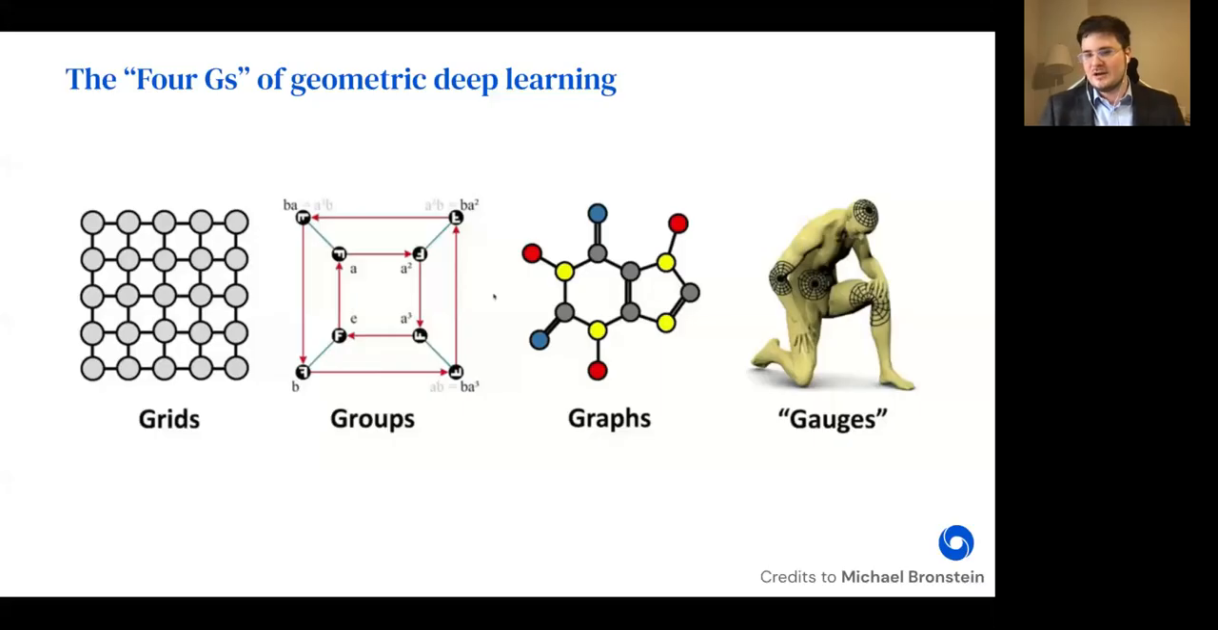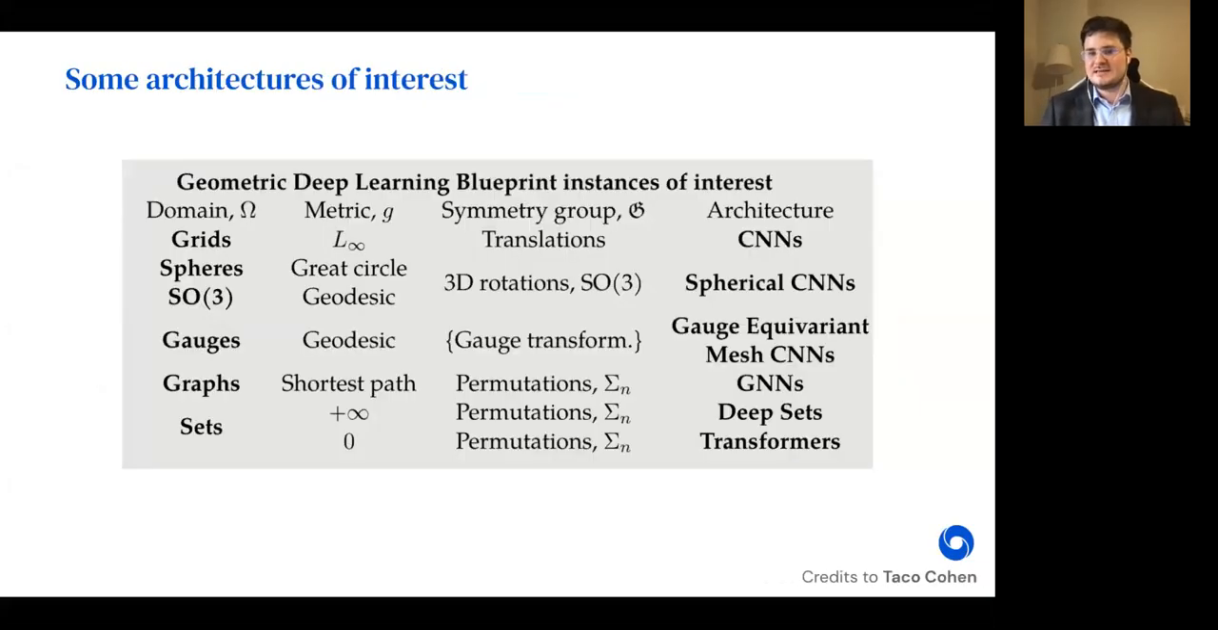And alongside Michael Bronstein, Joan Bruna, and Taco Cohen, we are actively working on categorizing these 4 Gs of geometric deep learning. And I've just listed a few standard instantiations of appropriate domains, neighborhood metrics, and groups that you want to be invariant to, and how they recover architectures such as CNNs, GNNs, deep sets, and transformers, but also many interesting architectures in between, like spherical CNNs or gauge equivariant mesh CNNs.